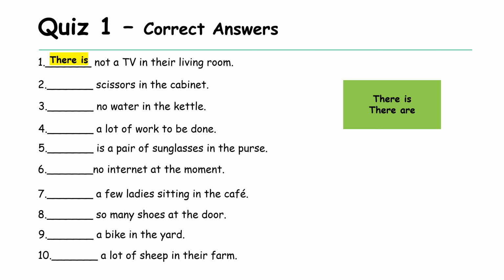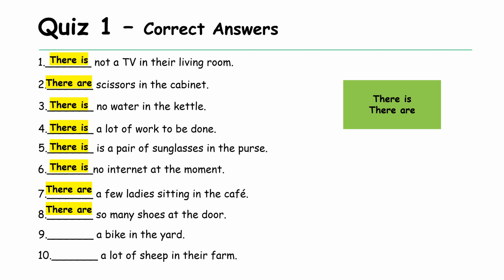There is not a TV in the living room. There are scissors in the cabinet. There is no water in the kettle. There is a lot of work to be done. There is a pair of sunglasses in the purse. There is no internet at the moment. There are a few ladies sitting in the cafe. There are so many shoes at the door. There is a bike in the yard. There are a lot of sheep in their farm.